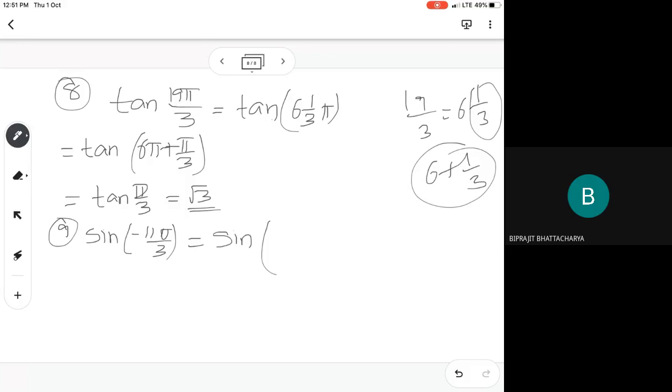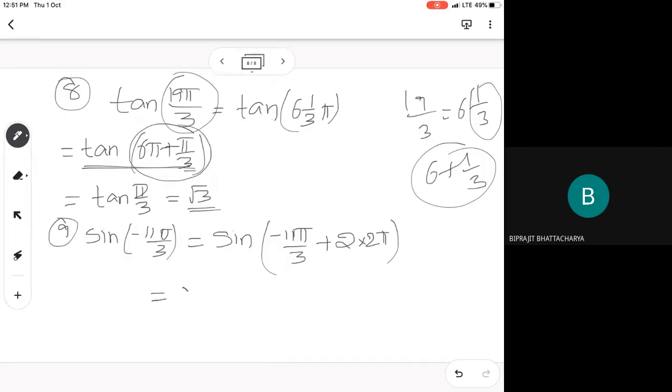This angle you keep as it is, minus 11 pi by 3, plus I am using 2 times 2 pi, because this will be 4 pi, multiplied by 3 it will be 12 pi, 12 pi plus pi by 3. I am writing this in reverse. Here you take this one as it is, and from 19 pi by 3 I changed it and wrote this. But here, this second step I am writing as the first step, so that it is easy for you to do the calculation.